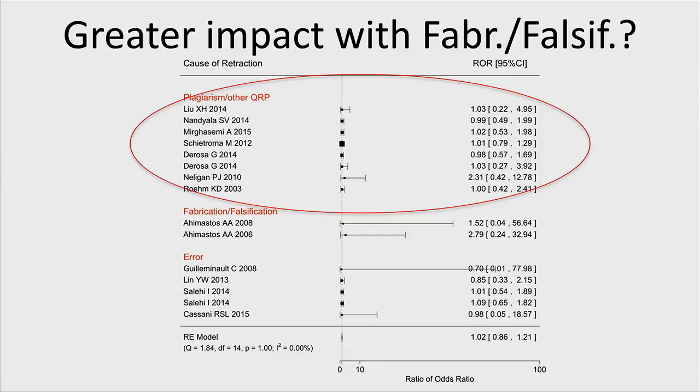Nonetheless, based on what the retraction notices declared, we have this whole group of retractions due to plagiarism or to other, I'm saying QRP, but really these are other ethical breaches of research practice that have apparently nothing to do with the data or the results. And with one possible exception, the values are all very, very close to 1.